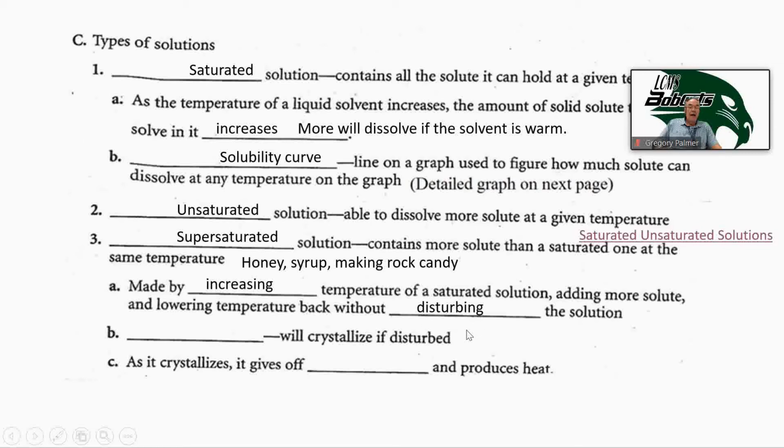Because it's been tricked and it has this extra solute added to the solution, when we cool it down, it's unstable and it wants to crystallize. When it crystallizes, it gives off energy and produces heat. Now, there's a short video I want to show you on supersaturated solutions, and then we'll come back.